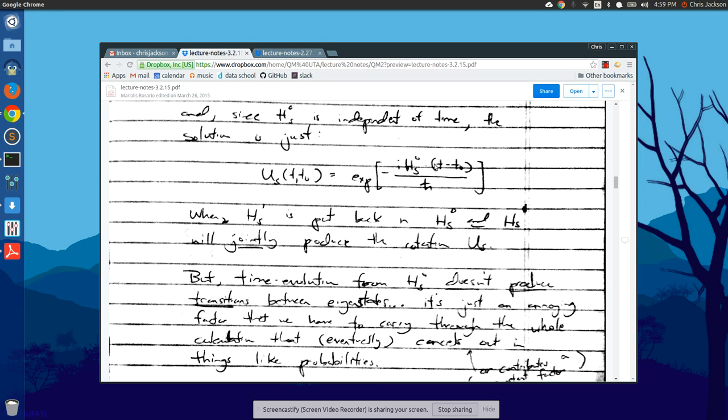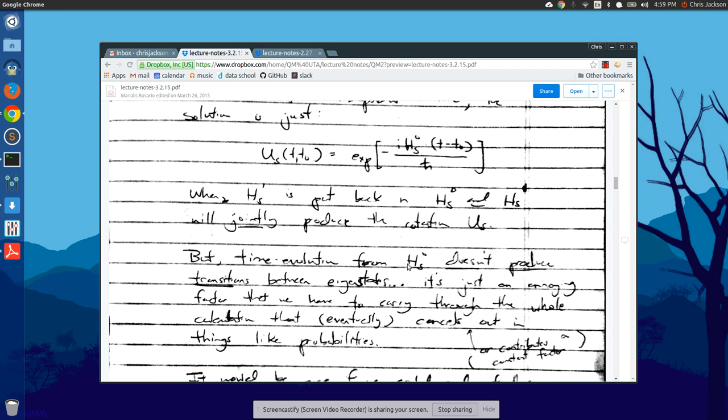But what we're doing now is adding this time dependent perturbation piece, and so now both the unperturbed piece and the perturbation piece are going to jointly produce the rotation. In other words, they're both going to contribute to time evolution, right? But we know that the time evolution coming from the unperturbed piece doesn't produce any transitions between the eigenstates, right?